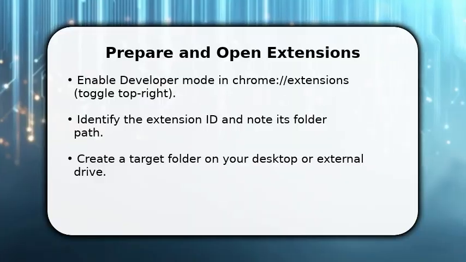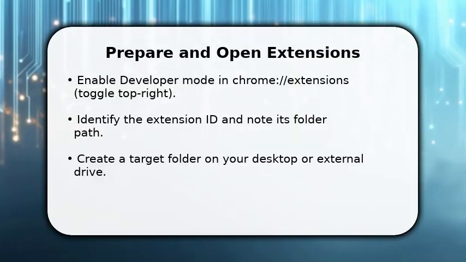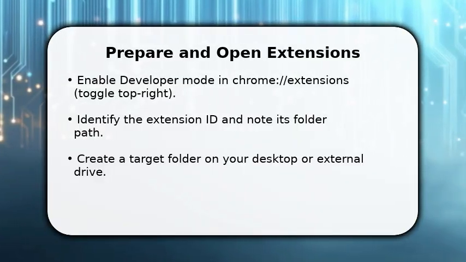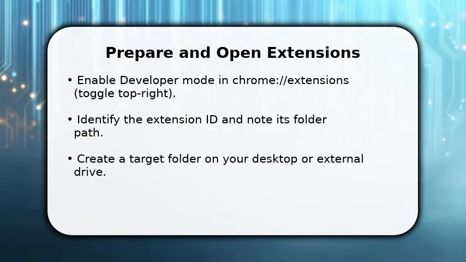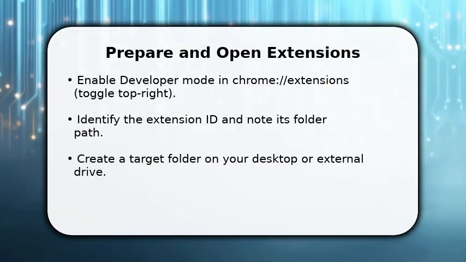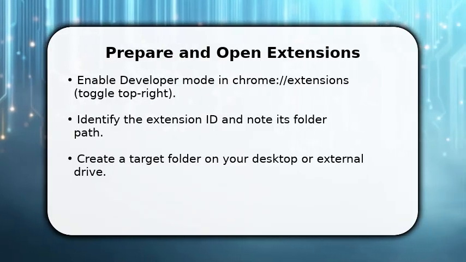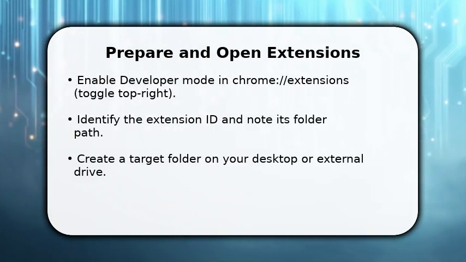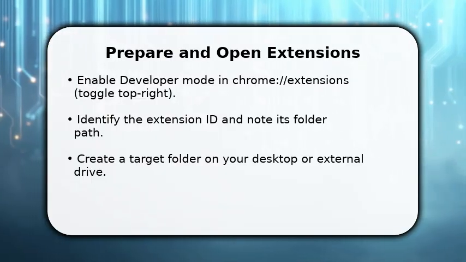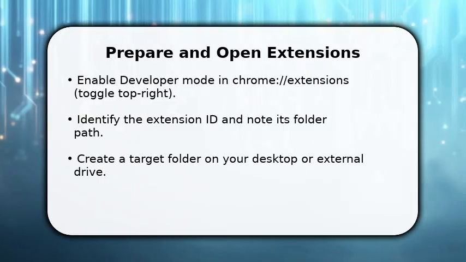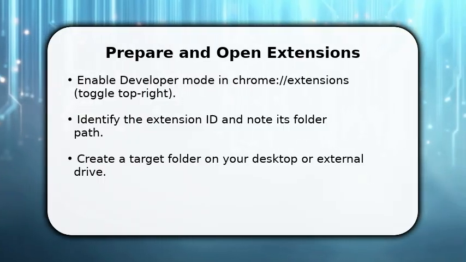You start by opening Chrome, /extensions and enabling developer mode. This gives you access to the extension ID and packing tools. Once done, click details on the extension you want and copy the 32-character ID so you can find its folder in your profile. Make sure you have a target export folder ready on your desktop or an external drive.